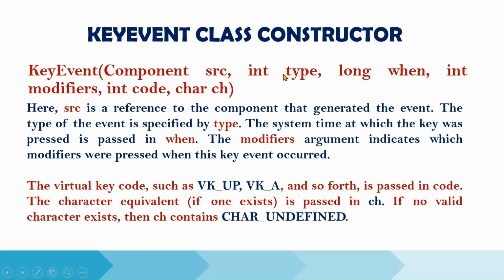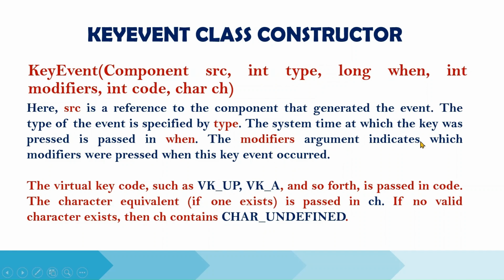Then int type is the id of the event, which identifies the type of the event. So there is an identifier that you need to specify as an integer. Then when that particular event has occurred, the time you need to specify. The system time at which the key was pressed is passed in when. So either it could be pressed or released or typed, so in three cases we can make a note of the time.